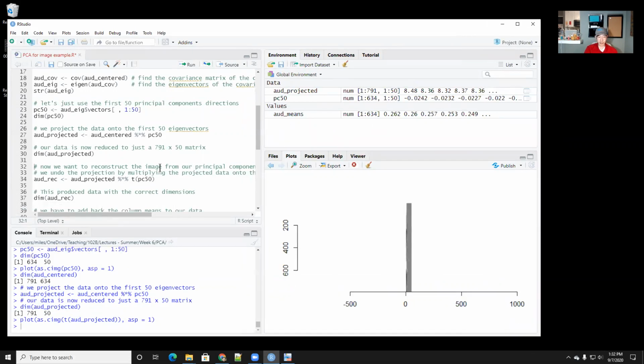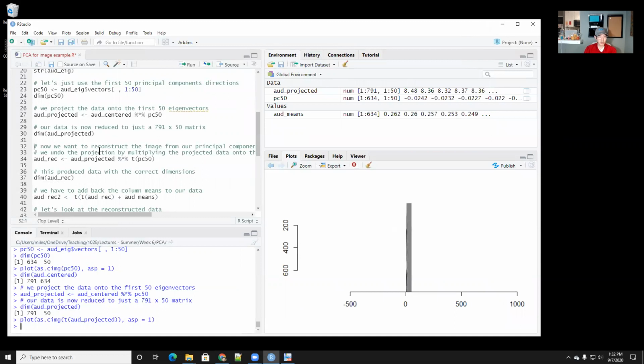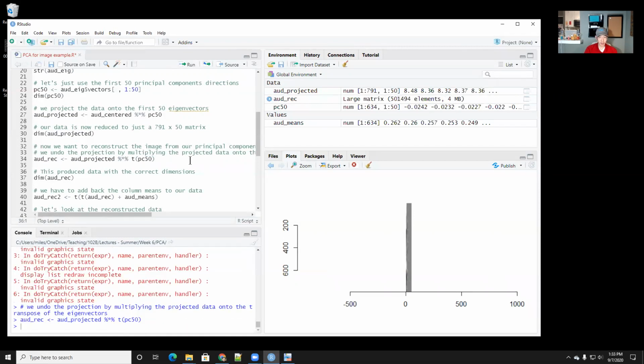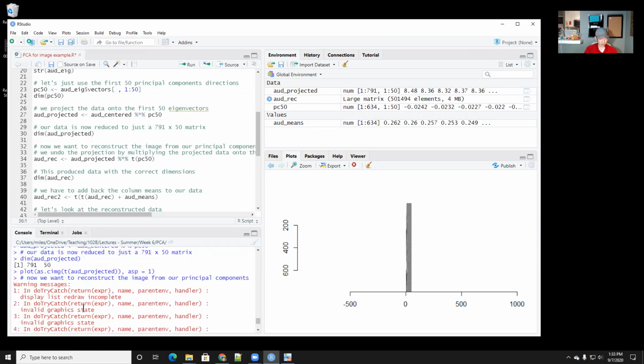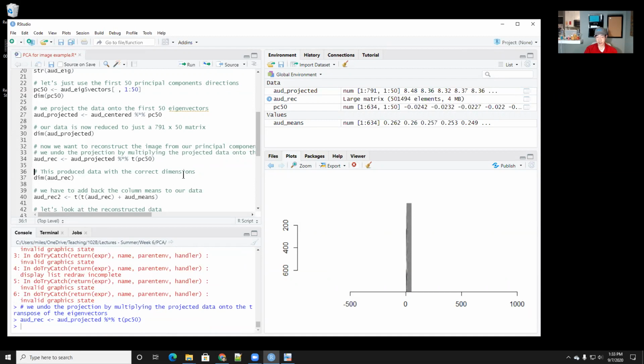Can we still reconstruct the original image? The answer is yes. I'm going to take the projected data and my 50 principal components. These matrices are a lot smaller, and I'm going to reconstruct my image. I don't know what it's complaining about, but I can reconstruct the original image, or something like it.